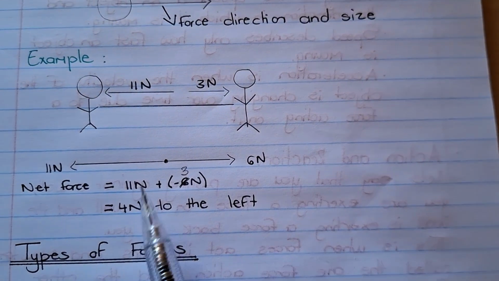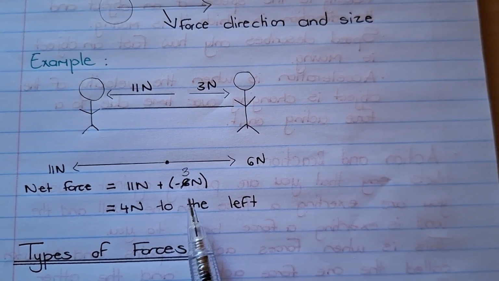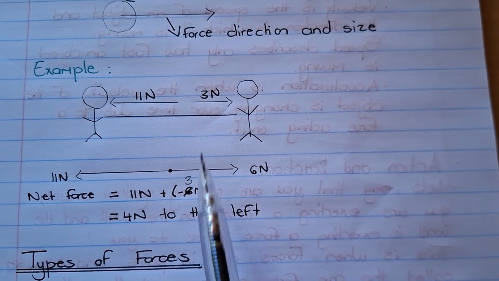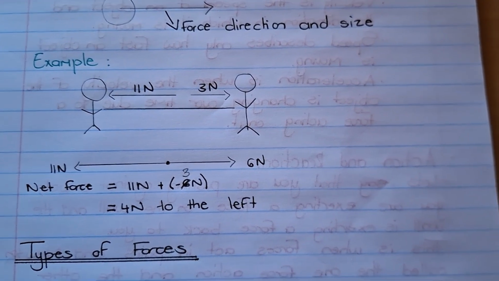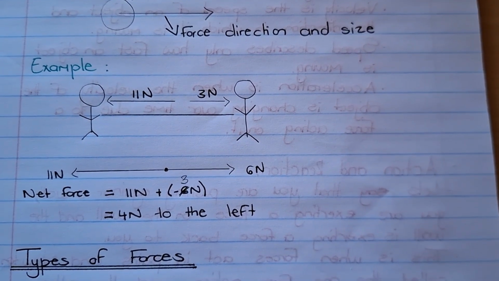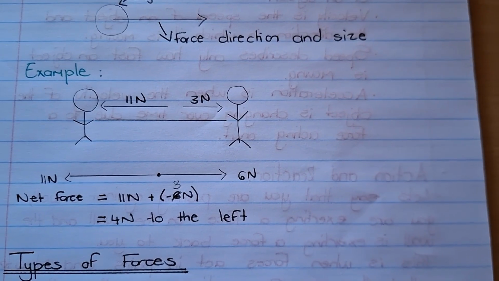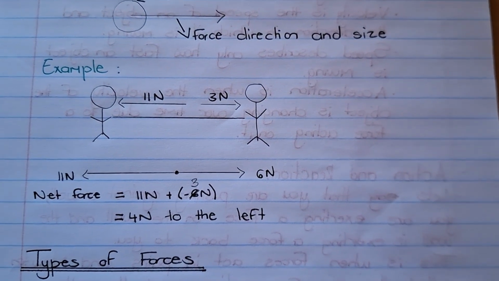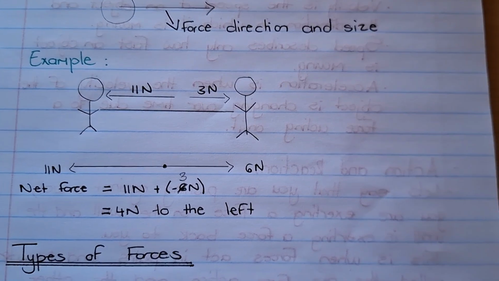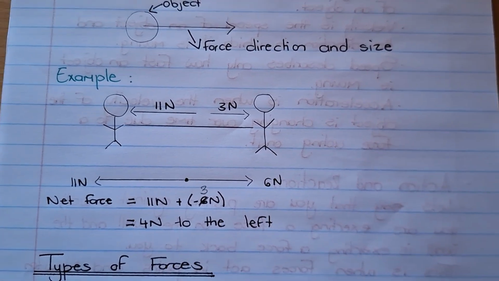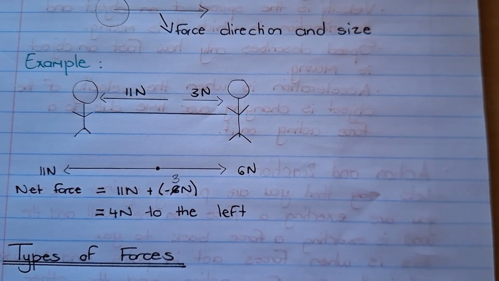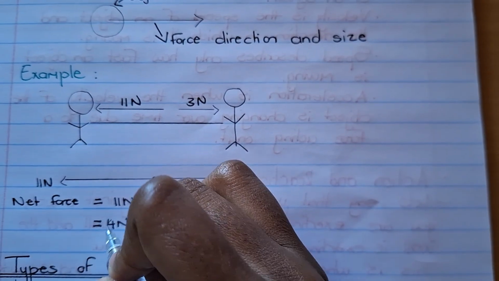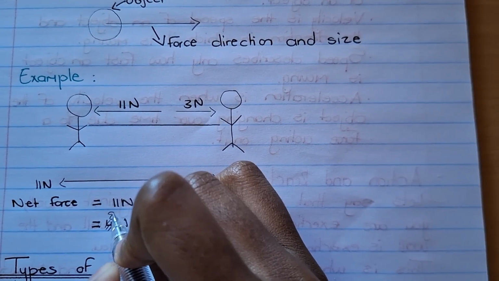So we have 11 newtons here to represent this. Then we have minus 3. Why? Because it's going in the opposite direction. It won't be 11 newtons plus 3 newtons. It's wrong because it's going in the opposite direction. If you can remember your number line with negative numbers and positive numbers, that's exactly what we are doing here. Okay, so obviously 11 minus 3 will give us 8, not 4.